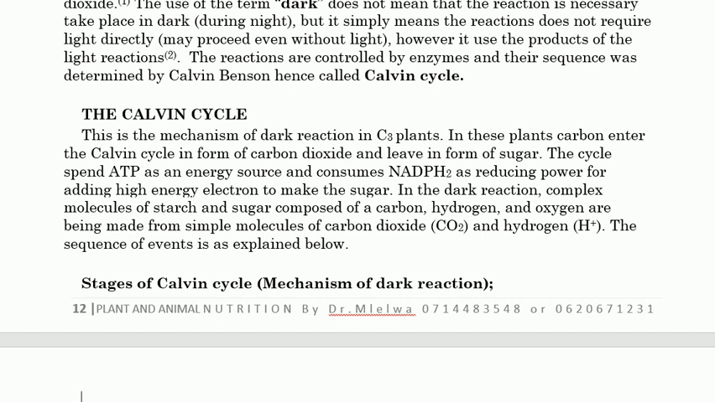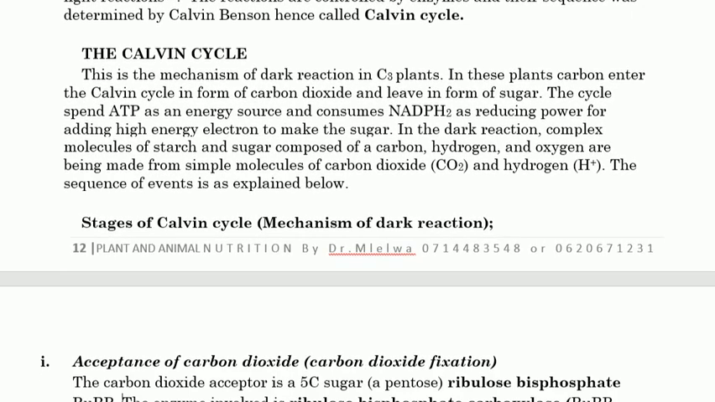As I told you, the dark reaction requires ATP and reduced NADP from the light reaction. So these are used in the Calvin cycle. In the dark reaction, complex molecules of starch and sugar composed of carbon, hydrogen and oxygen are made from simple molecules of carbon dioxide and hydrogen ion. The sequence of events is as explained below.